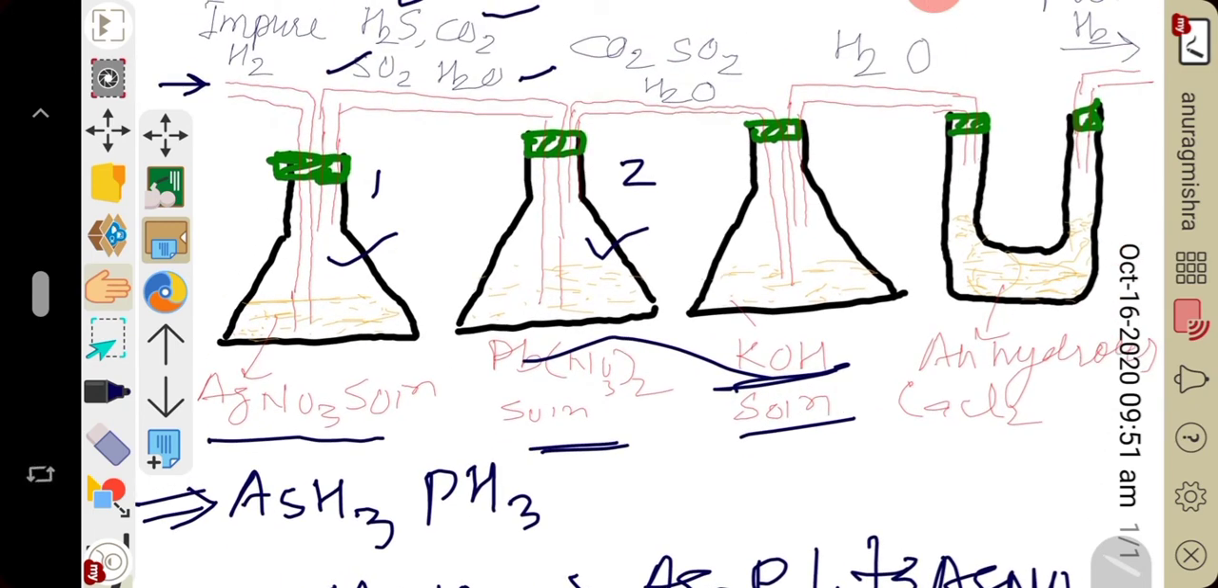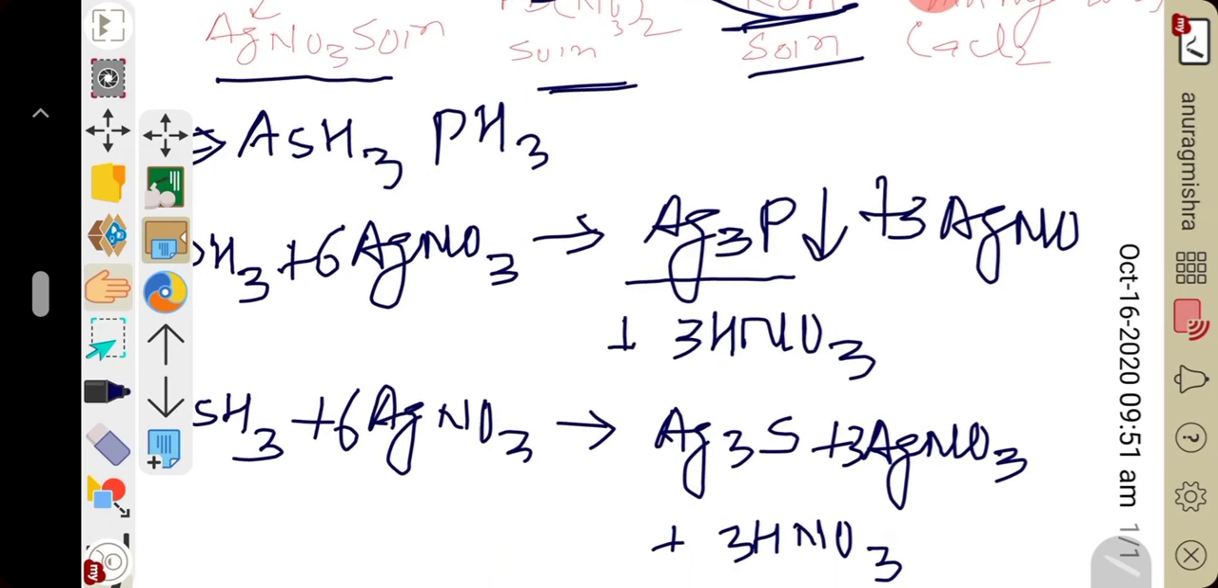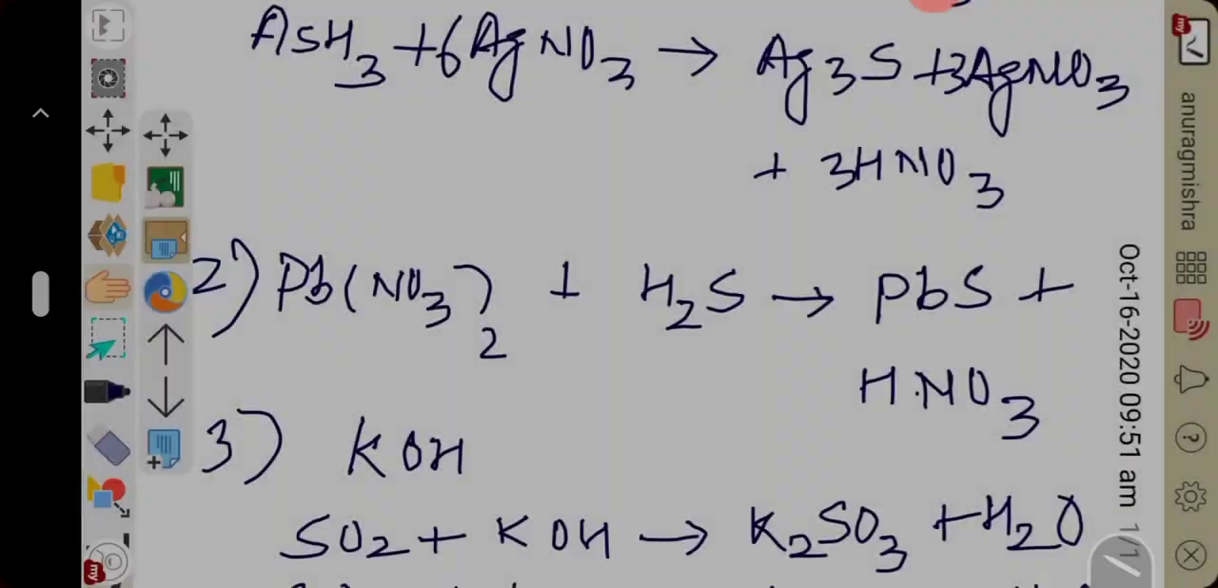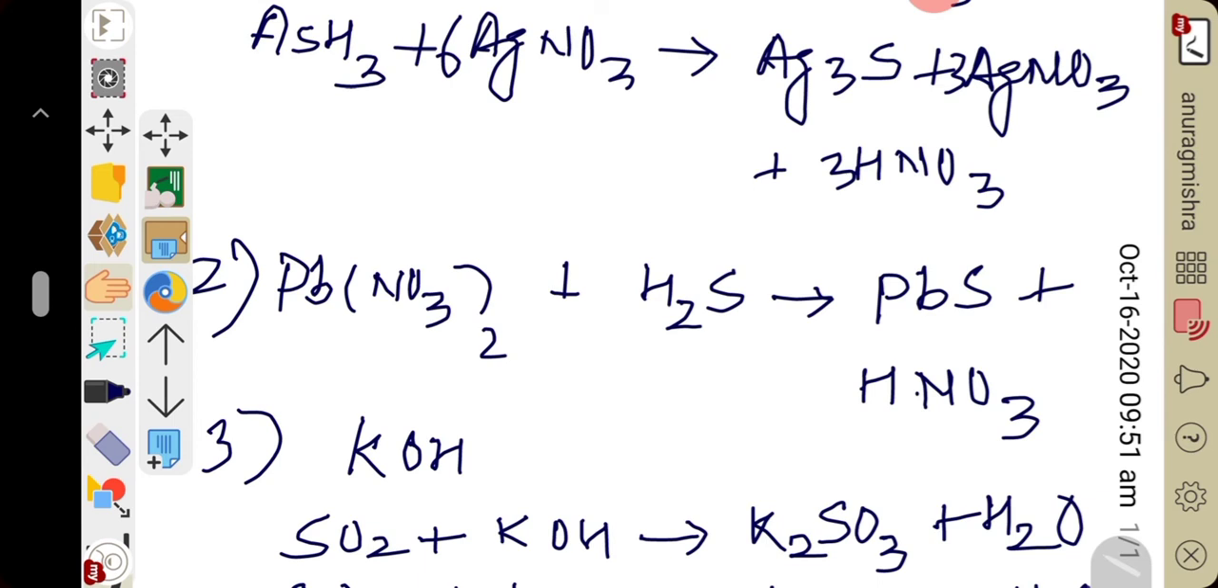Now after removal of phosphine and arsine, we passed hydrogen gas having impurity in the form of H2S, CO2, SO2, NO2 and water vapor through lead nitrate solution. Lead nitrate solution is used to remove the impurity of hydrogen sulfide from hydrogen gas. Hydrogen sulfide reacts with lead nitrate solution to form lead sulfide and nitric acid. Lead sulfide is a precipitate that will settle down, and the impurity of hydrogen sulfide is removed.